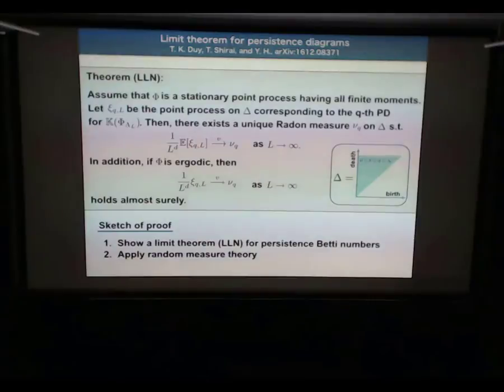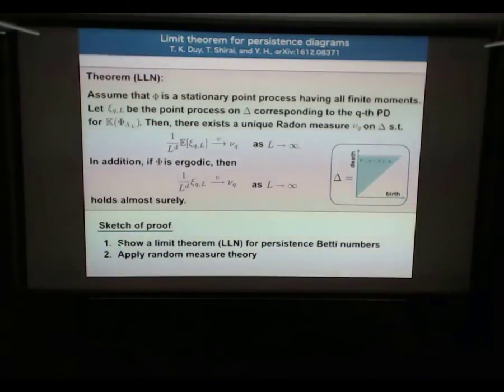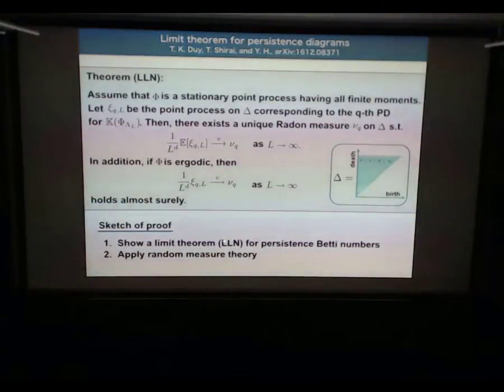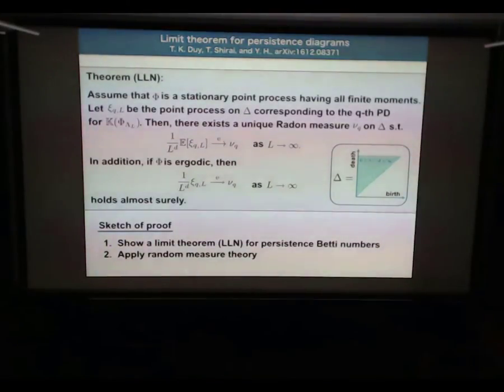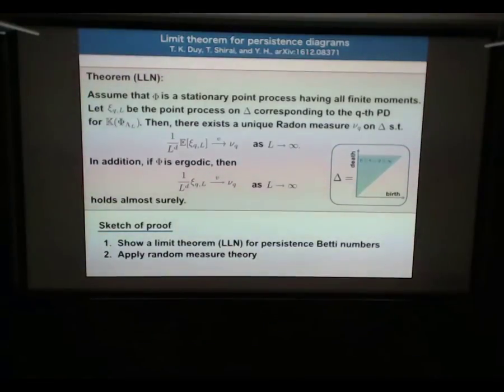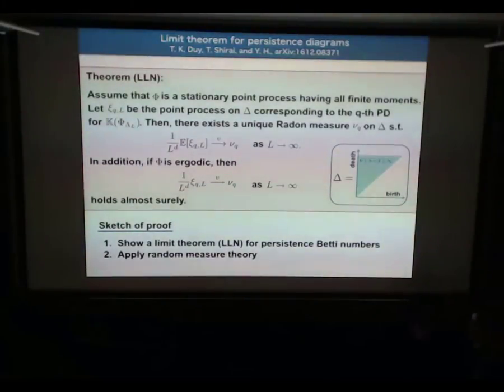So in the rest of my talk, I will try to precisely, as much as possible, explain the statement here. And the sketch of the proof is that we first show a limit theorem for persistence Betti numbers. Persistence Betti number is the rank of the homology induced map in a certain interval from, say, R to S. And then from this partial information, we try to explicitly build a measure on Delta to fit this convergence.